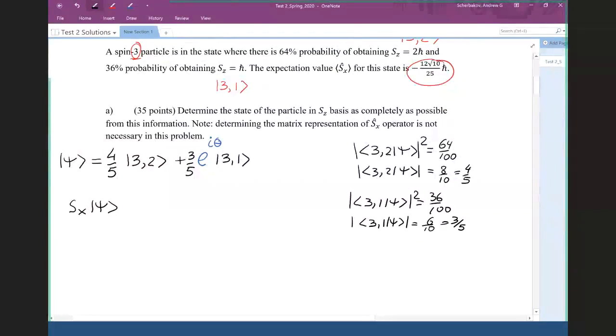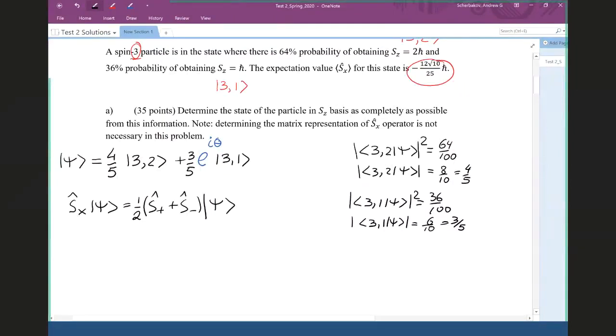Okay, if I can figure out what Sx psi is, then I can easily calculate the expectation value for Sx by simply multiplying that by psi bra. So that would be equal to Sx. Again, I don't really know the action of Sx on this one, but I can express it in terms of raising and lowering operators. So it's going to be 1/2 S plus S minus acting on state psi.